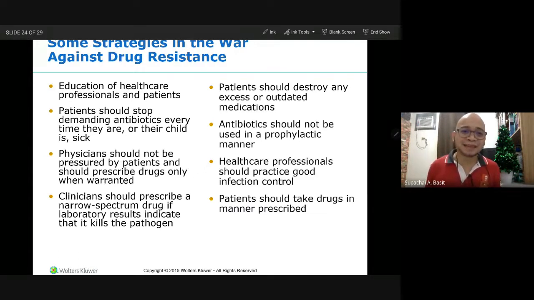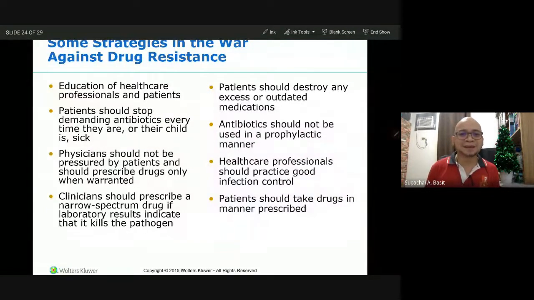Patients should destroy any excess or outdated medications. So when you buy antibiotics, you buy 21 antibiotics, for example, and you have to finish those 21 antibiotics for 7 days if the prescription says 3 times a day. If the prescription says 2 times a day, twice a day lang, then for 7 days, you have to buy 14. So you have to ensure that these are all properly consumed by the patient.